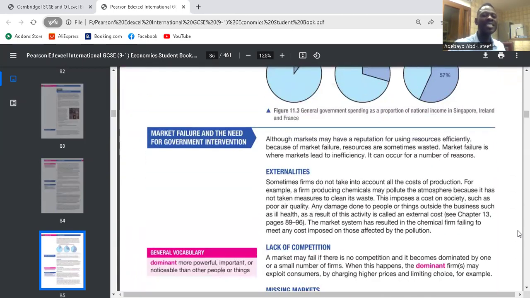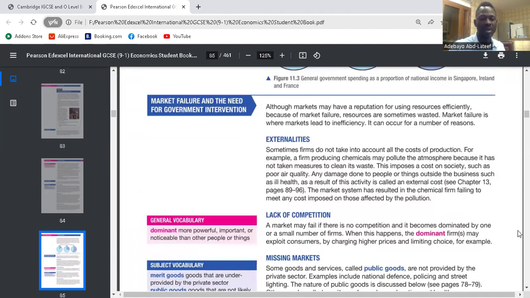So we go to market failure and the need for government intervention. For market failure, basically we're talking about the inefficiency of the free market to provide us with goods and services. That is market failure. Do you understand what I just said here? Inefficiency of the market forces of demand and supply to produce the goods and services that we demanded. That is market failure. So if there's market failure, then there should be government intervention. That is what they're talking about here.